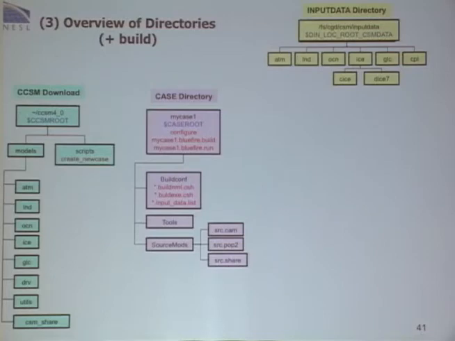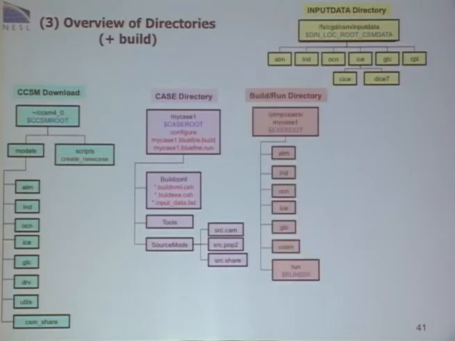After you've built the model, one thing that'll happen is that you'll have all these subdirectories created in input data, and there's a huge number of different possible files that can go in all of these. But none of the tree has to be set up beforehand. It is done automatically. And then you'll get a run directory, which is where the model is actually going to be run.